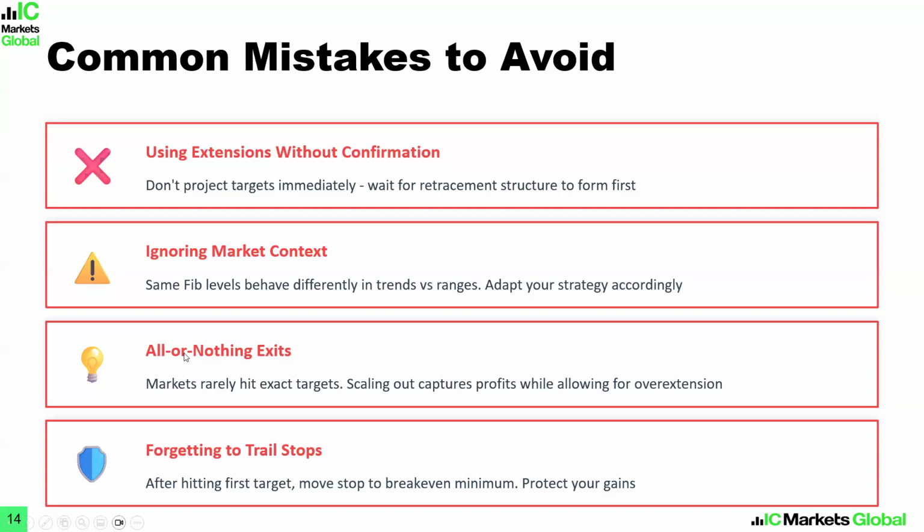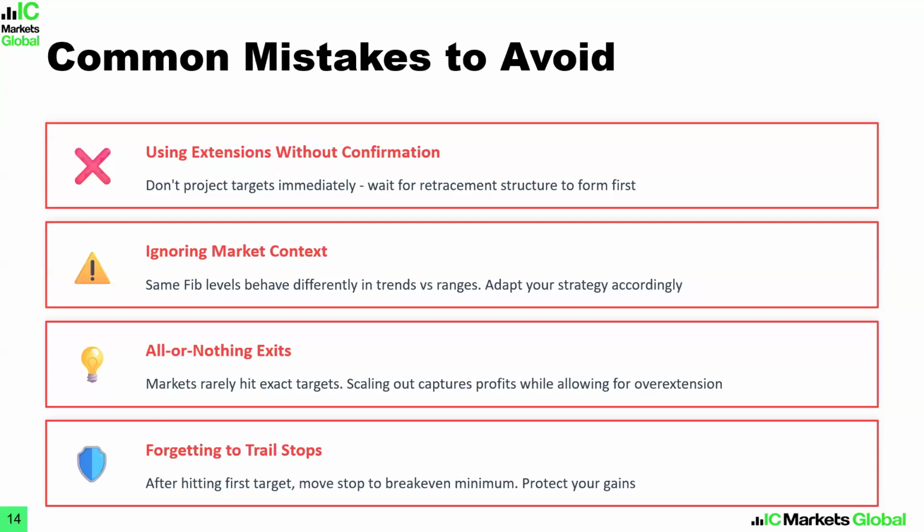Third, not scaling out. The market rarely hits exact targets. Scaling out captures profit while allowing for overextension. Fourth, forgetting to trail stops. So after hitting the first target, move your stop to break-even at minimum, and protect your gain.